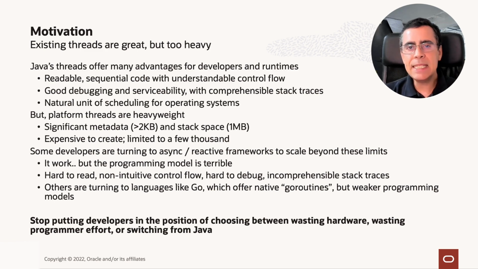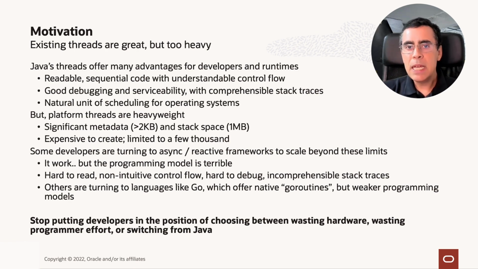Java provided a nice layer of abstraction that let developers use Java threads, which would then magically be converted to operating system threads for each of the supported operating systems. There are a lot of great things about these threads. They offer a natural programming model with readable sequential code using control flow operators that users understand: loops, conditionals, exceptions. Users get great debugging and serviceability and readable stack traces. And threads are a natural unit of scheduling for the OS.